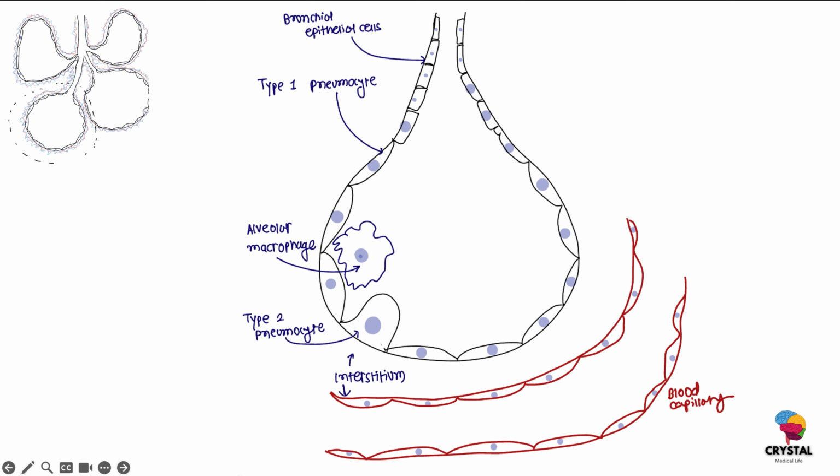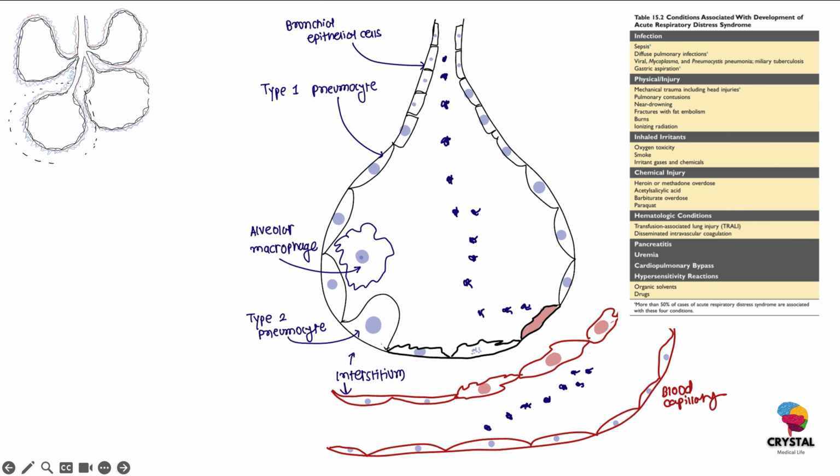So how? From the blood. Okay, if septicemia is there, then the bacteria and neutrophils will directly attack this endothelium. So here you can see the list of conditions associated with the development of acute respiratory distress syndrome. You can read it. So now, initial injury. When this event occurs, they can damage two important structures. You know now, first is the type 1 pneumocyte, and second is the endothelial cell.